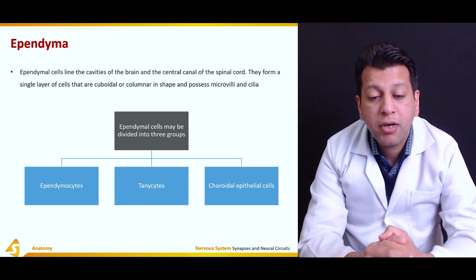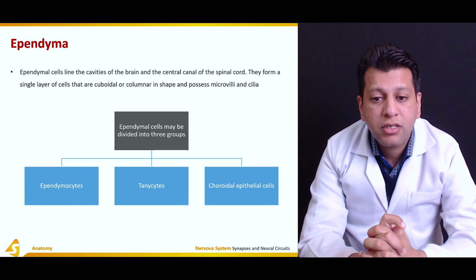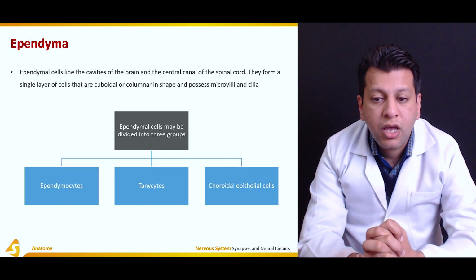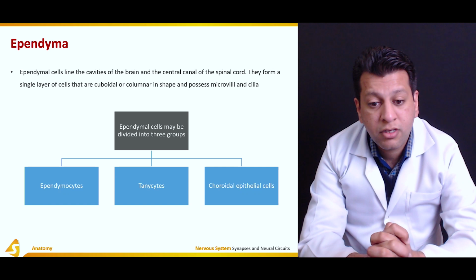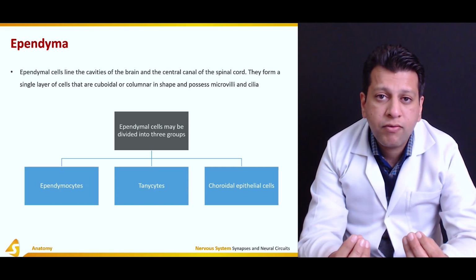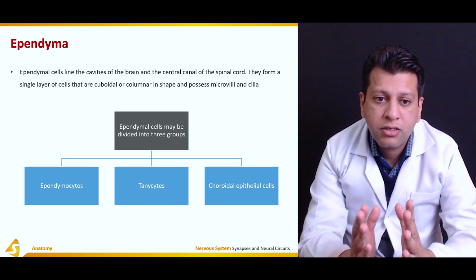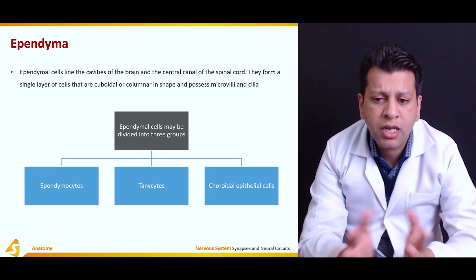What is the ependyma or ependymal cells? Ependymal cells line the cavities of the brain and the central canal of the spinal cord. They form a single layer of cells that are cuboidal or columnar in shape and possess microvilli and cilia. Ependymal cells may be divided into three groups: ependymocytes, tanycytes, and choroidal epithelial cells. Now just imagine that as we have a skin with layers, the central nervous system is surrounded by a thin layer of cells called ependymal cells.